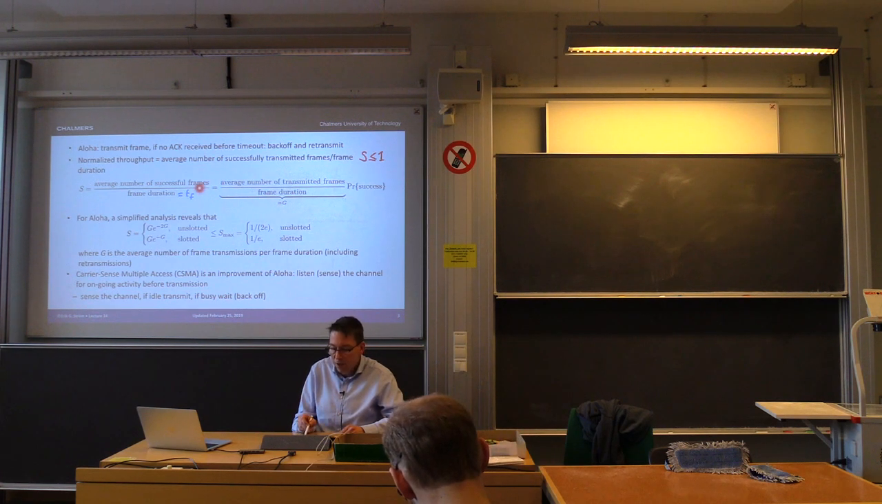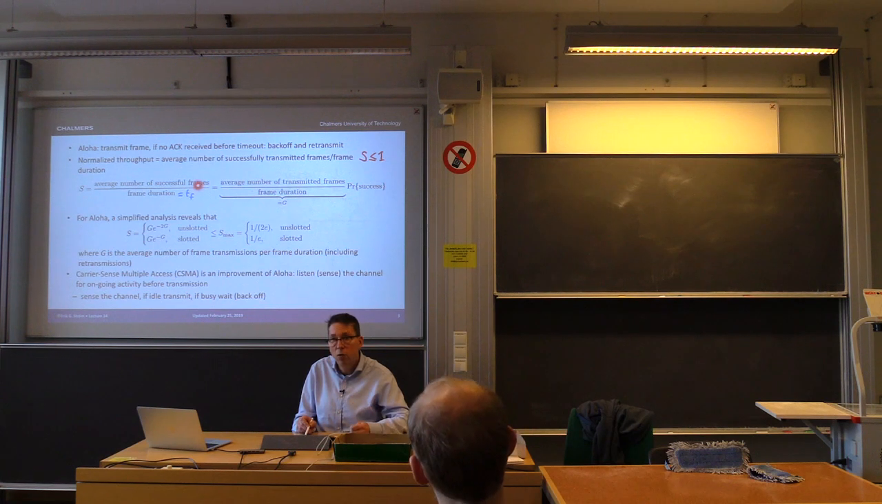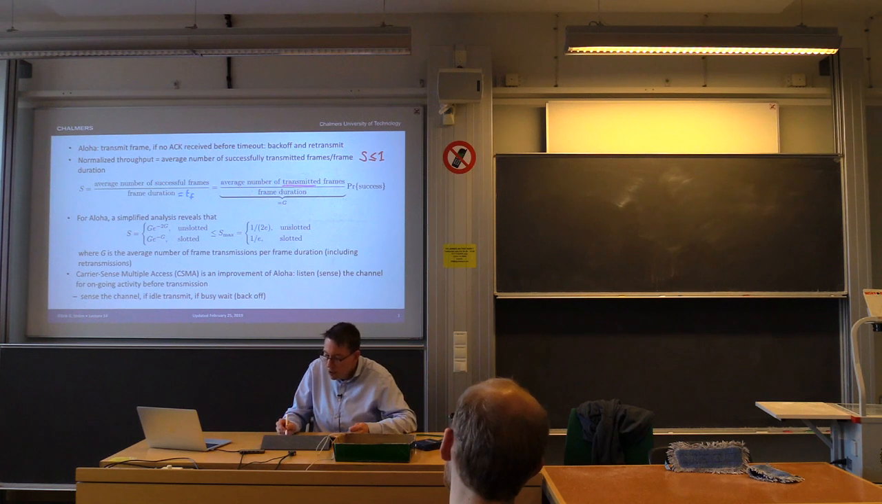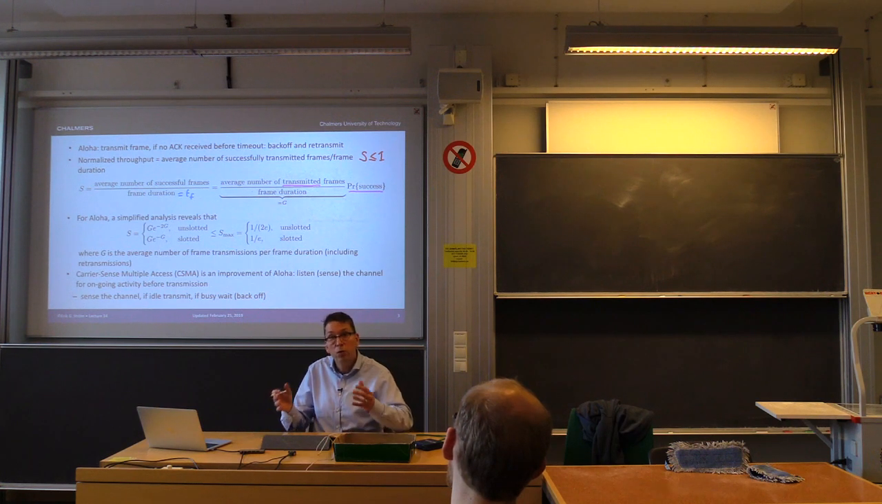And the average number of successful frames, well, that depends. How many frames do we get through the system? It depends on how many collisions we have. Then we can calculate the probability of success, which is the probability of no collision, and then we can calculate the average number of frames. The average number of frames is the average number of transmitted frames, so these are the attempts we make every T_F seconds. These are the frames that we try to send. Then we multiply that with the probability that it actually goes through, and we get the average number of successful frames.